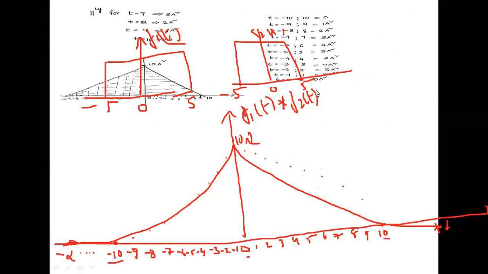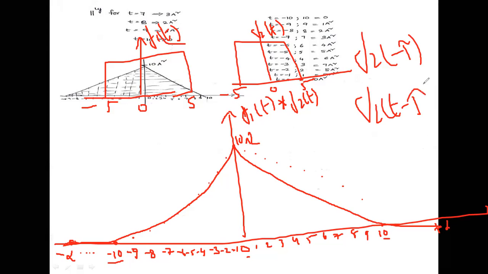Got it, my dear students? See what you have to do. Keep the f1 of t the same. There is no change in f1 of t. And take the f2 of t and fold the function. In this example, after folding, f1 of t also gives the same value at minus 5, 0, and 5. Now you can take f2 of minus tau as the folded function, and take f2 of t minus tau, adding t from minus infinity to plus infinity.